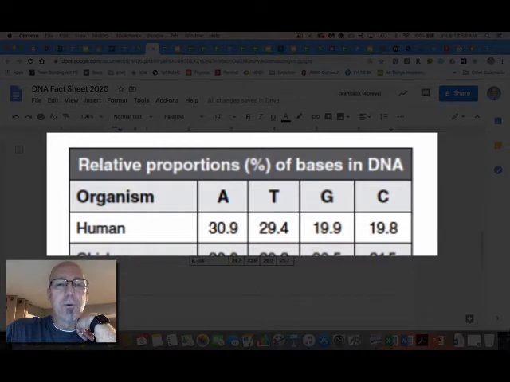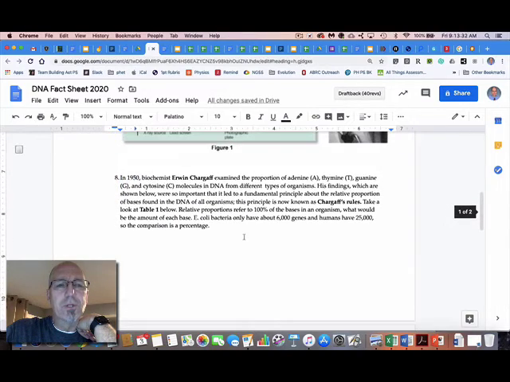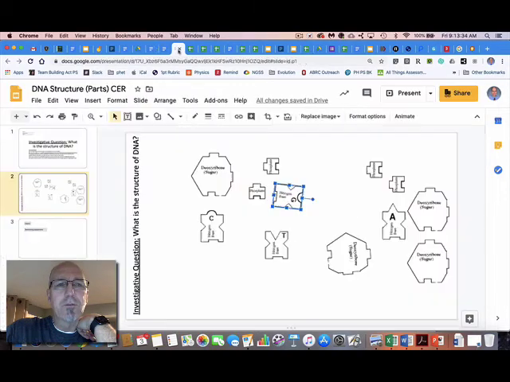30.9 and 29.4, that's pretty close to 30. And if we look at G to C, you'll see it's 19.9 to 19.8. Those are almost exactly the same number. And again, some experimental error, right? And this is in 1950. Then he looked at chickens, grasshoppers, sea urchins, wheat, yeast, and a bacteria called E. coli. And he noticed that those ratios were almost the same. And so you're going to have to kind of draw your conclusion there and go back to this and see if that helps with that.